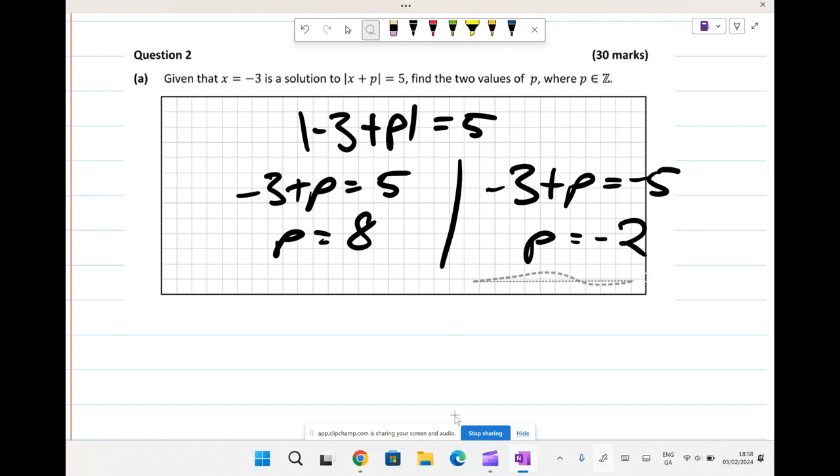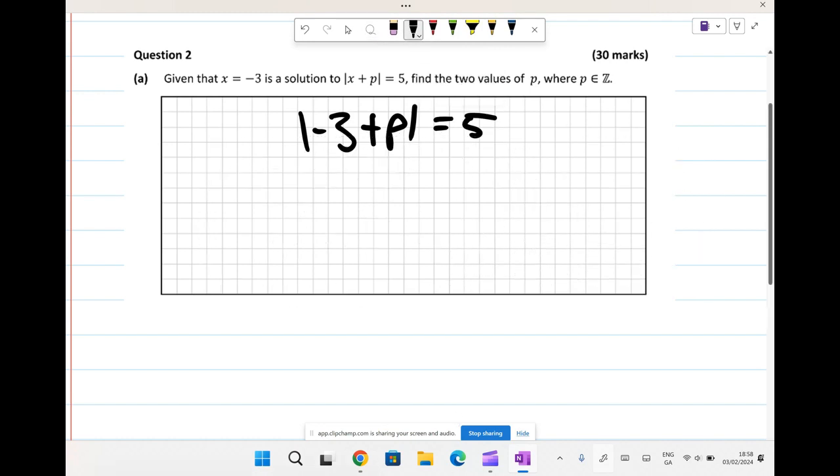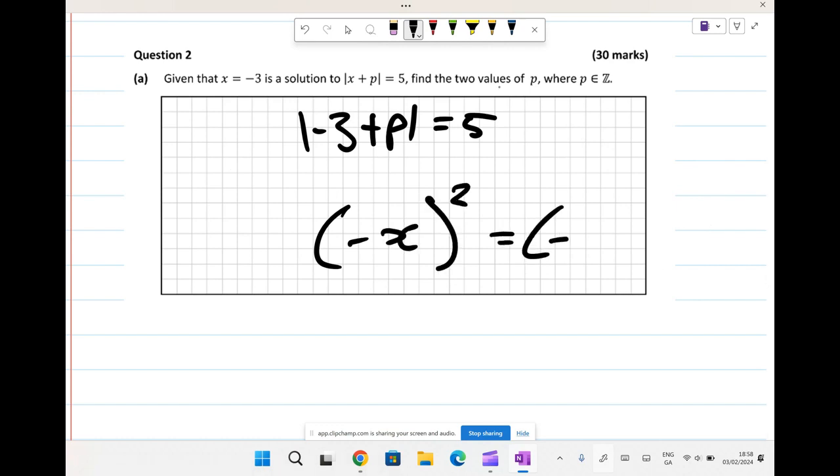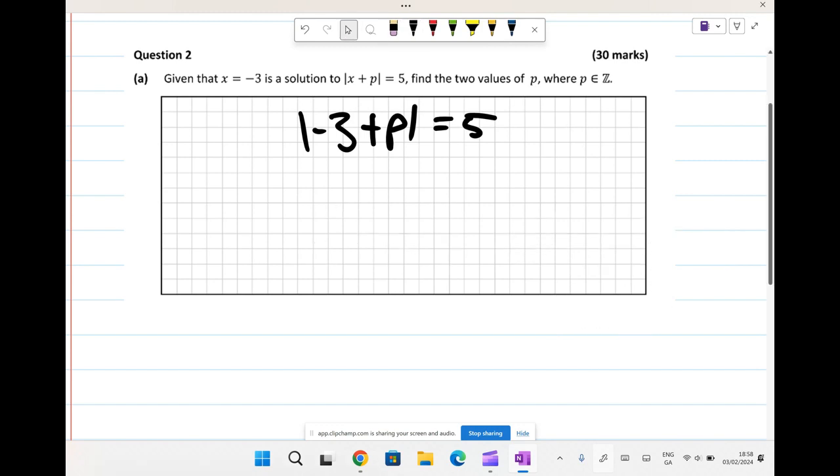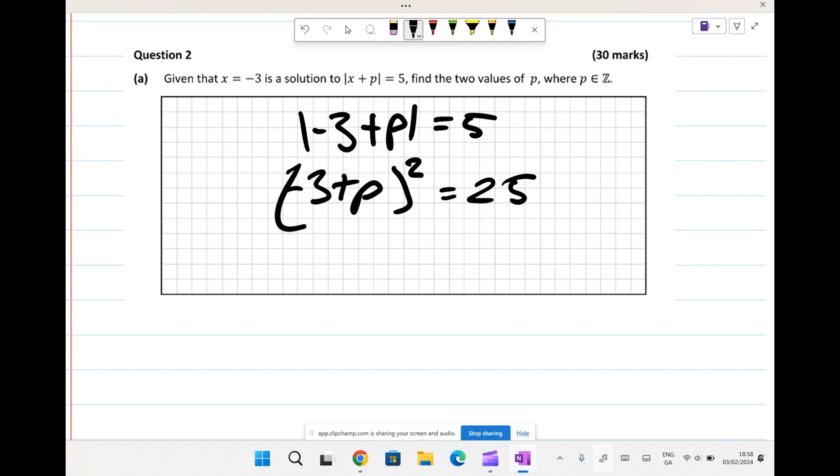Another way we could have done this question is to square both sides to get rid of that minus sign, because any minus number squared is just itself times itself, and a minus times a minus is a plus, so this will just give us x squared. When we square something, we make it positive and we get rid of the hidden minus sign that's associated with the absolute value. So we get 3 plus p squared is equal to 5 squared, which is 25, and 3 squared is 9, p times 3 is 3p, and then times 2 is 6p, and then p squared is p squared.